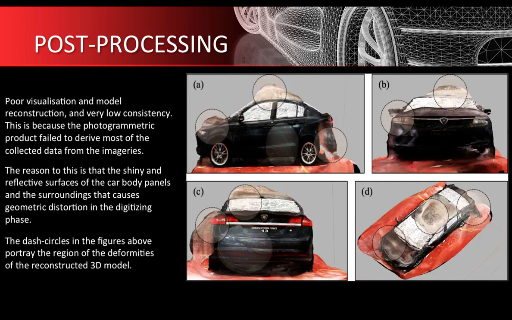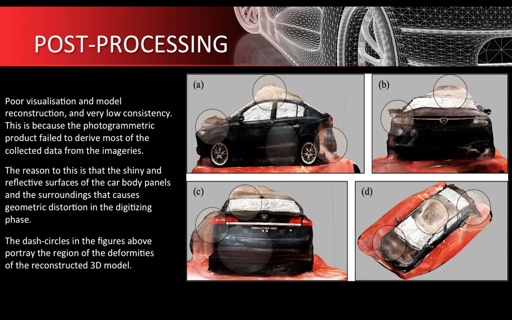Initially, poor visualization and model reconstruction with very low consistencies are seen. This is because the photogrammetric model failed to derive most of the collected data from those images. This is because of the shiny and reflective surfaces of the car body panels. Thus, it causes geometric distortion during the digitizing phases. The dashed circles in the figure show the region of the deformities of the reconstructed 3D model.